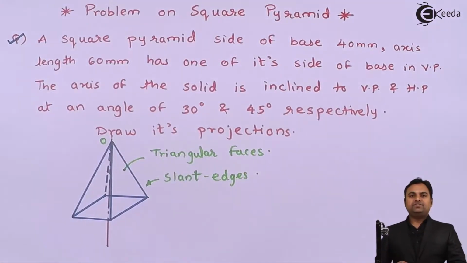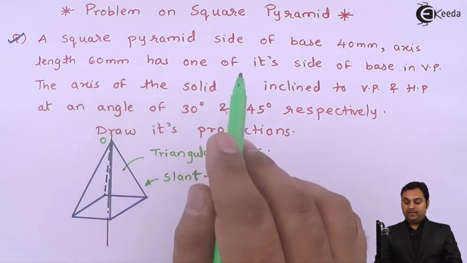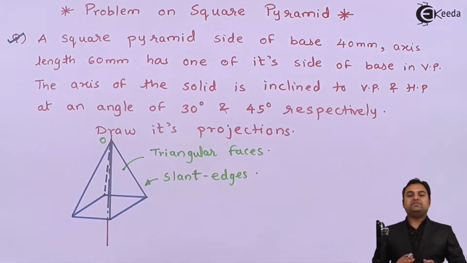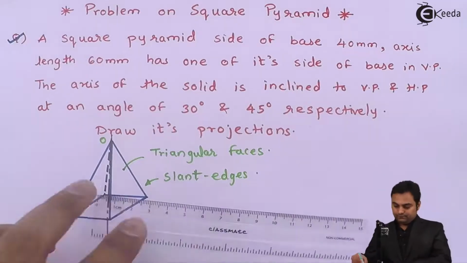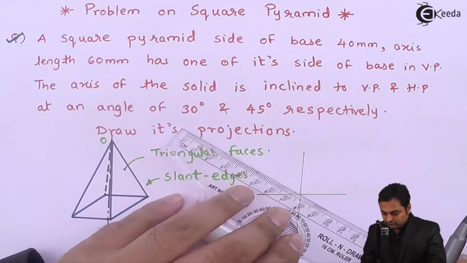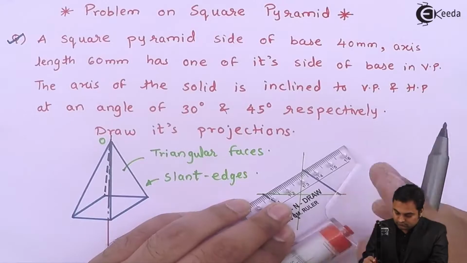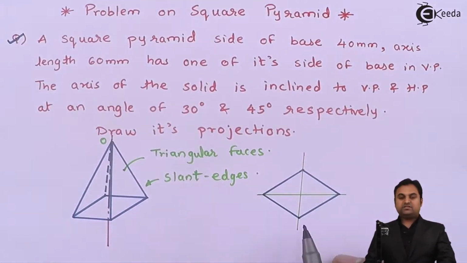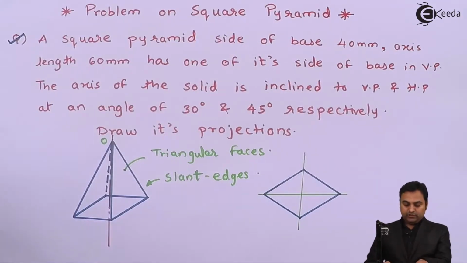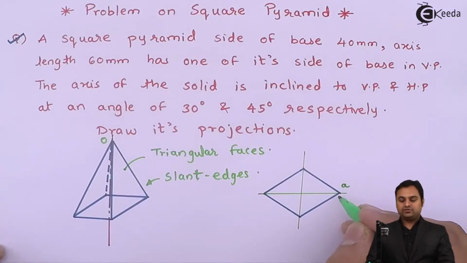Now, the condition mentioned is: square pyramid, side of base 40 mm, axis length 60 mm, has one of its sides of base in VP. So there are two ways in which the square can be drawn. This is the first way, where the square is resting on its corner. I'll give it as corner A. So it is resting on this corner.